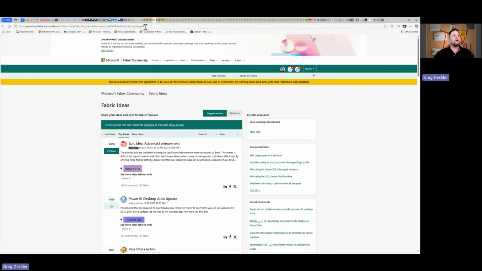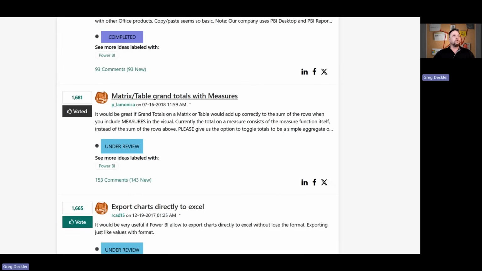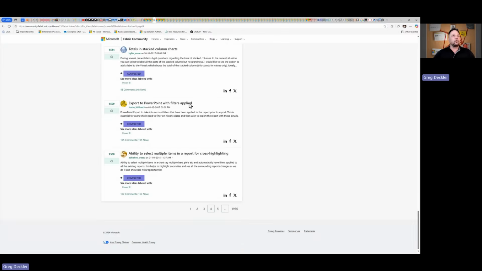Now we are on page 4. If I scroll down here to page 4, here is "Matrix table grand totals with measures." This is the idea that I've been promoting. This is the link that all those memes linked to. So it's in there, and there are 20 ideas per page, and of course, it includes completed ideas and all of that.